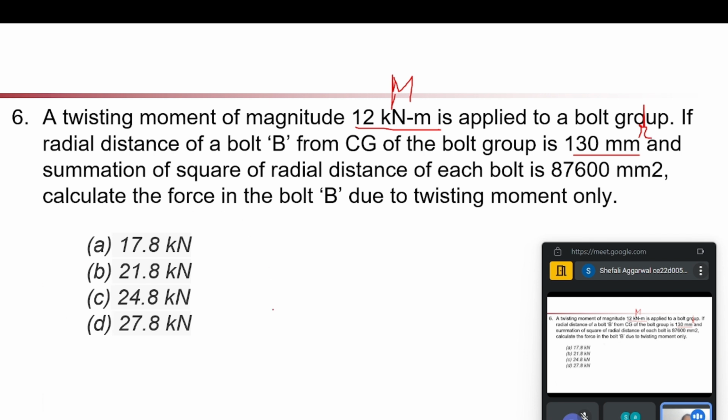And the summation of square of radial distance of each bolt is 87600 mm square. This is our sigma R square. Sigma R square is given by 87600. Calculate the force in the bolt B due to the twisting moment only. So we have to calculate F2 only. We have seen two types of forces, so we have to calculate F2.